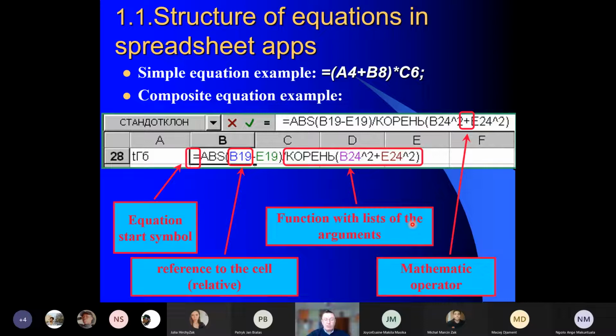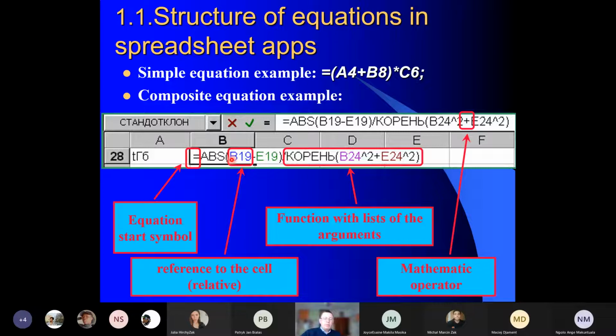And here is given an example of a typical equation. We have a very simple mathematical equation above and a little bit more complex one with the usage of a function below. Important points are starting with the equals symbol and the usage of references. So you have to point to the cells where your data are available, and also use a function with a proper list of arguments.